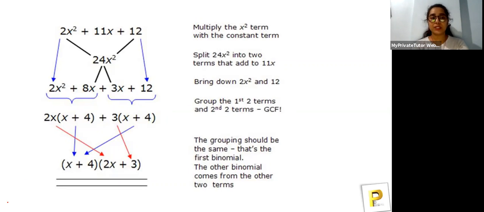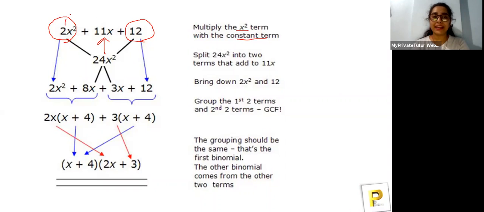So I've written the question, 2x square plus 11x plus 12, as it is. First part, what you have to do is multiply the x square term with the constant term. So when you multiply 12 with 2, it is 24. Now next thing, split 24x square into two terms such that they add to 11x. That is the middle term.